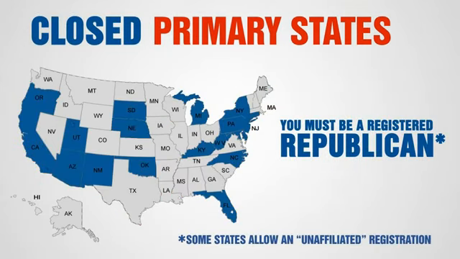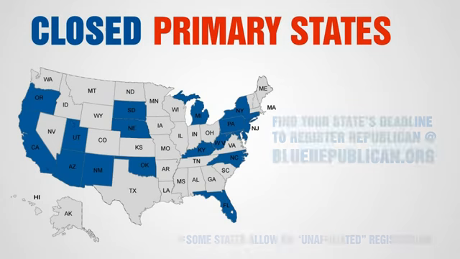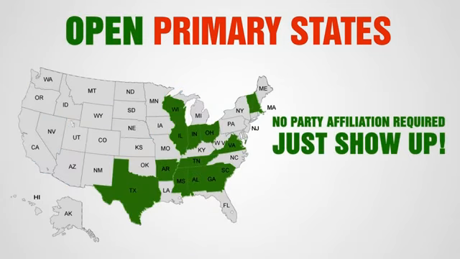In states with closed primaries, you will need to be registered as a Republican in order to vote for Ron Paul in the Republican primary. The deadlines to change your party affiliation to Republican differ from state to state, but some of these deadlines are many months before the primary, so if you live in one of these states, your most immediate concern should be changing your party affiliation to Republican. Deadline dates can be found at bluerepublican.org. If you live in one of these other primary states, you do not have to worry about party affiliation, as these are either open or blanket primaries. In other words, just show up.